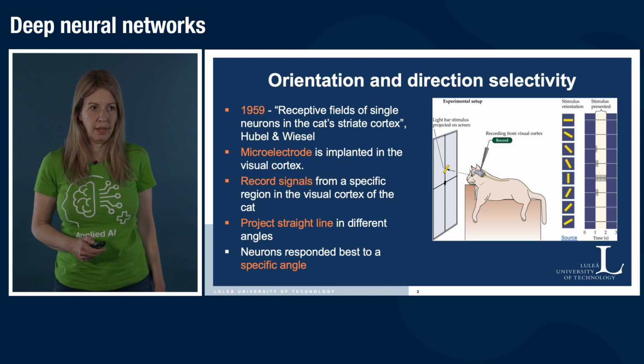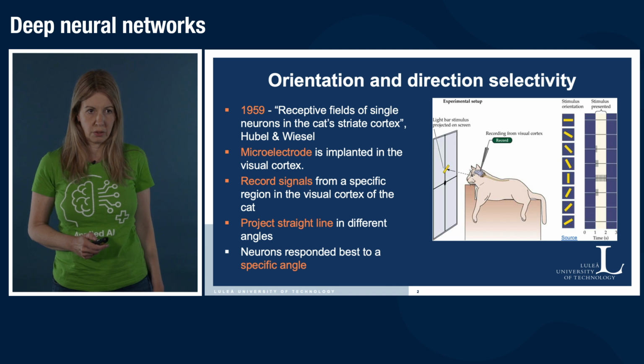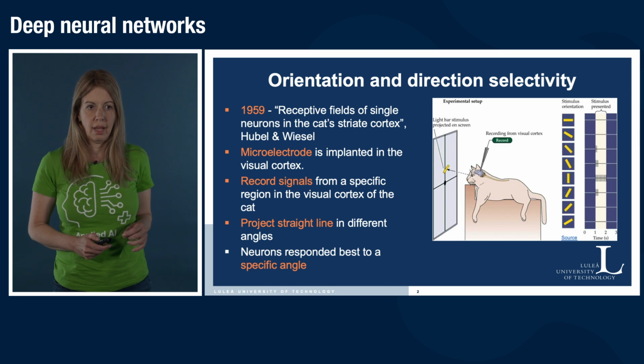Back in 1959, Hubel and Wiesel did a very exciting experiment with a cat. They positioned the cat in front of a projector where they projected a straight line at different angles, and they put a microelectrode in the visual cortex of the cat. And what they discovered is that the neurons responded best to a specific angle. In particular, when the projected line was completely vertical, the neurons fired the most.